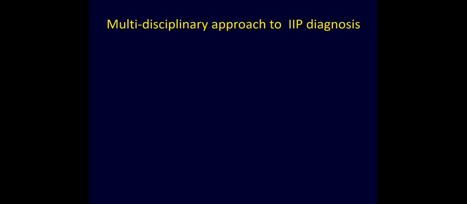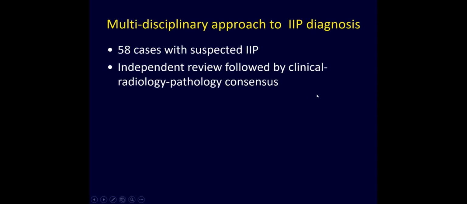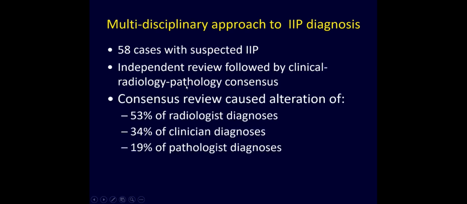For the final couple of minutes, I'm just going to talk about the importance of a multidisciplinary approach to IIP. So here was a study from Dr. Flaherty from Michigan several years ago now, where they looked at 58 cases with suspected idiopathic interstitial pneumonia. And clinicians and radiologists and pathologists reviewed them independently, followed by multidisciplinary consensus. The important point was the consensus review caused an alteration of 53% of the radiologist's diagnosis. That's okay, because the radiologist did not have any clinical information.